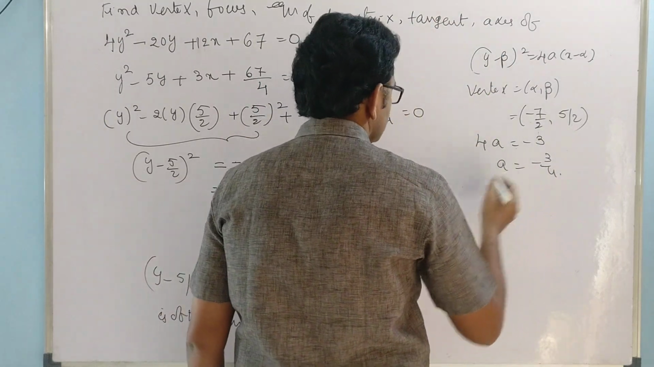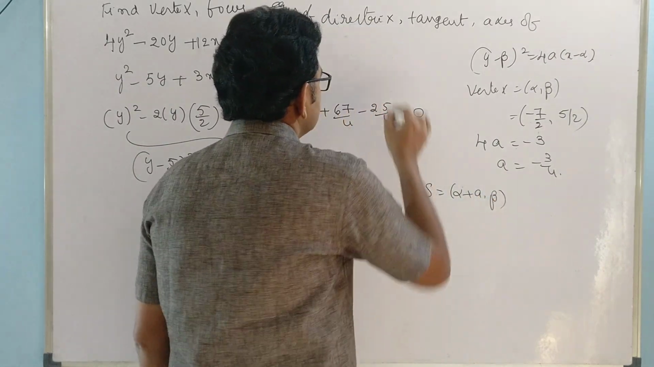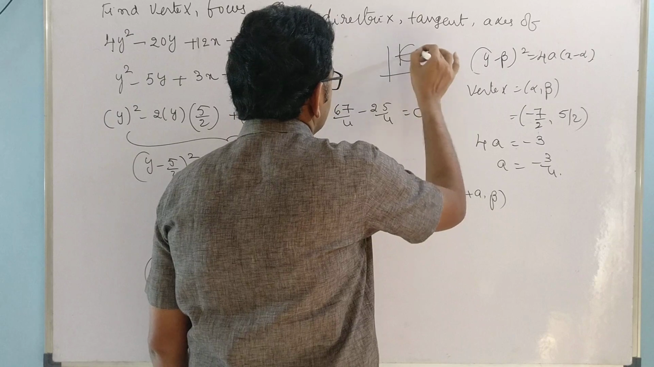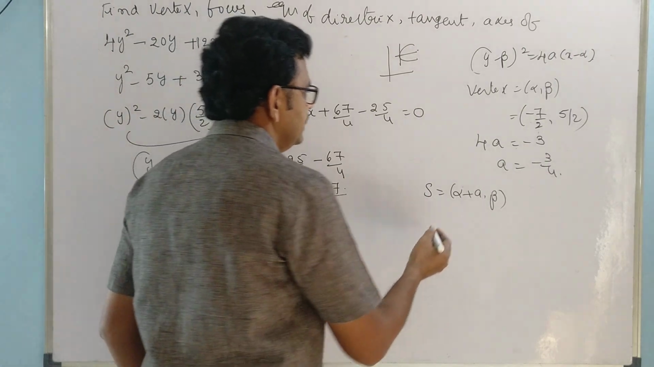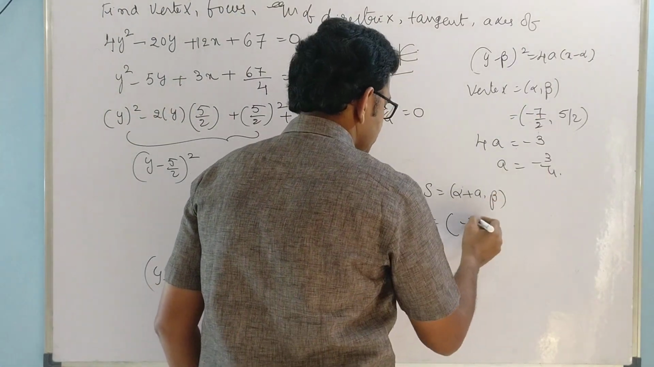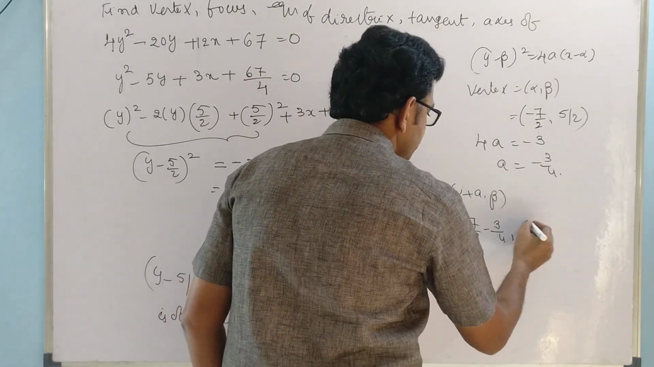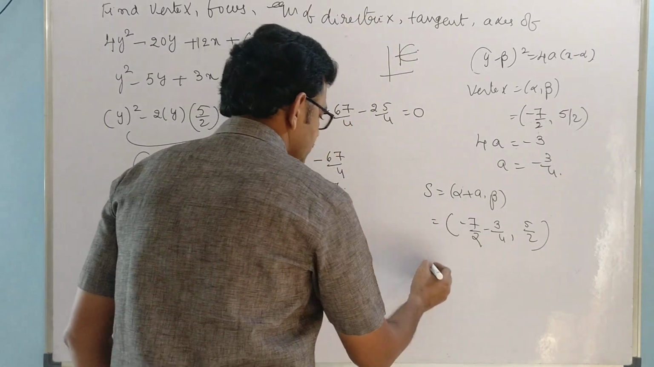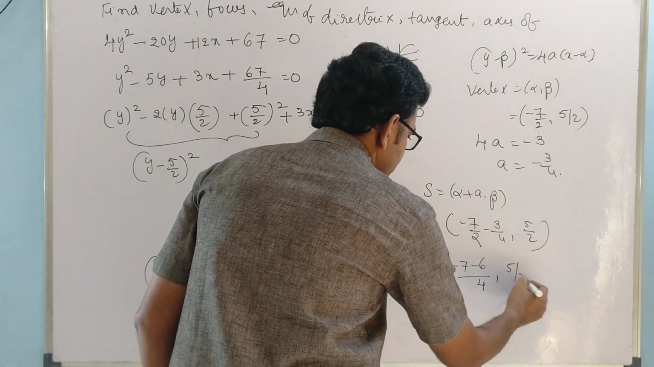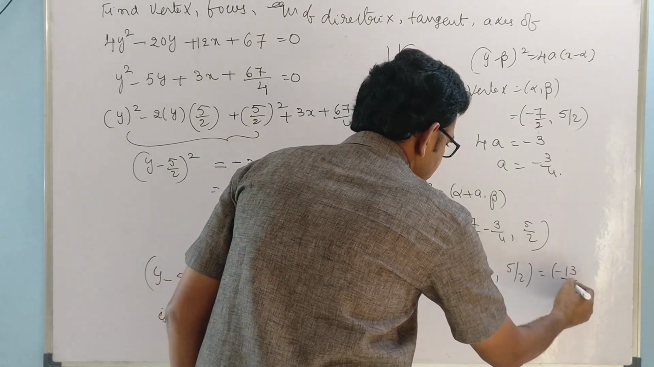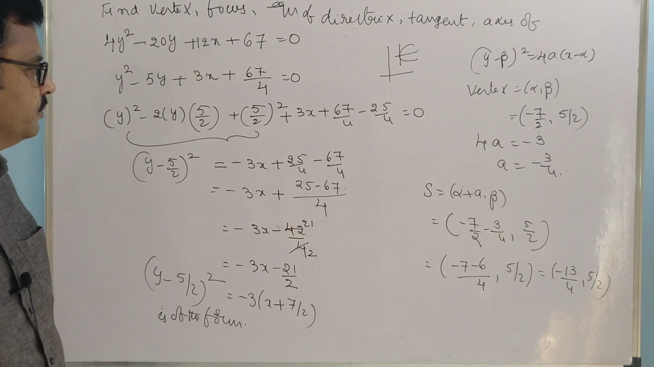For this parabola, what is the focus? Alpha plus a comma beta. That means the parabola is like this. So this is the parabola. Focus is alpha plus a comma beta, where alpha is minus 7 by 2, a is minus 3 by 4, comma beta is 5 by 2. So this is equal to minus 14 minus 3 by 4, comma 5 by 2. That is minus 17 by 4, comma 5 by 2. So that is the focus.